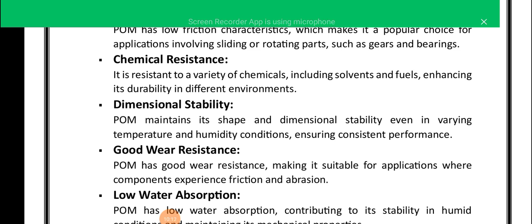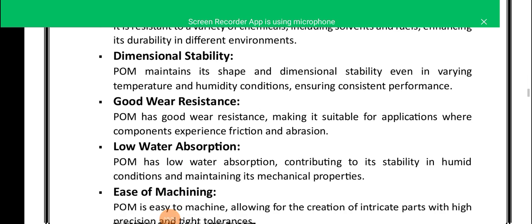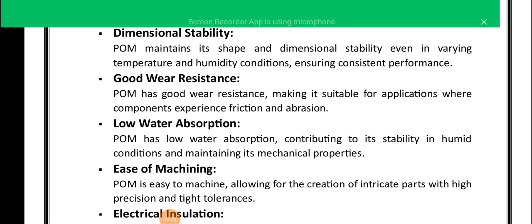Dimensional stability. Polyoxymethylene maintains its shape and dimensional stability even in varying temperature and humidity conditions, which ensures its consistent performance. Good wear resistance. Polyoxymethylene has good wear resistance, which makes it suitable for applications where components experience friction and abrasion. Low water absorption. Polyoxymethylene has low water absorption, contributing to its stability in humid conditions and maintaining its mechanical properties.